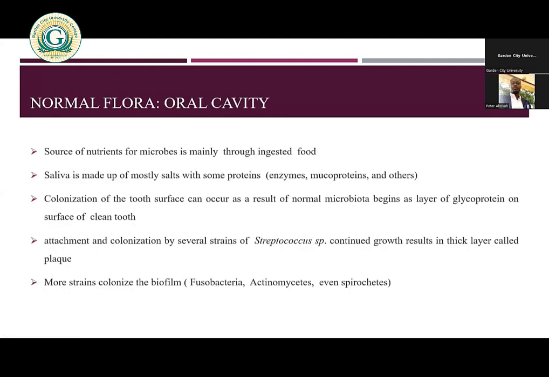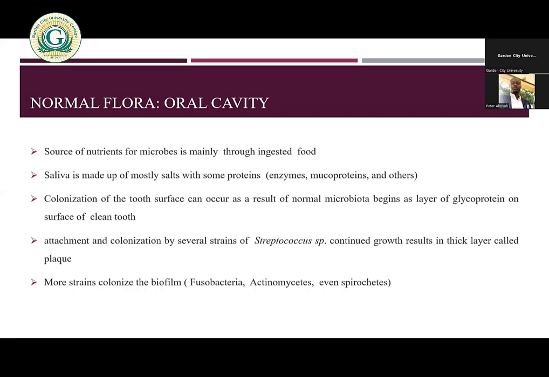Now, the oral cavity. With regards to the human body, there are three sites with the largest amount of microbial organisms. We have the large intestine, the female adult vagina, and the mouth. Now, the oral cavity has a lot of microorganisms in there.